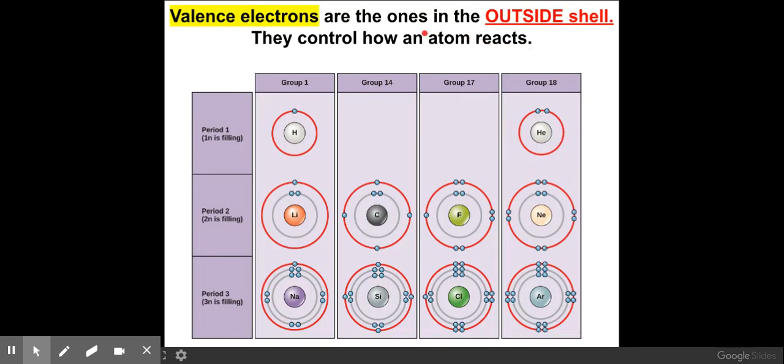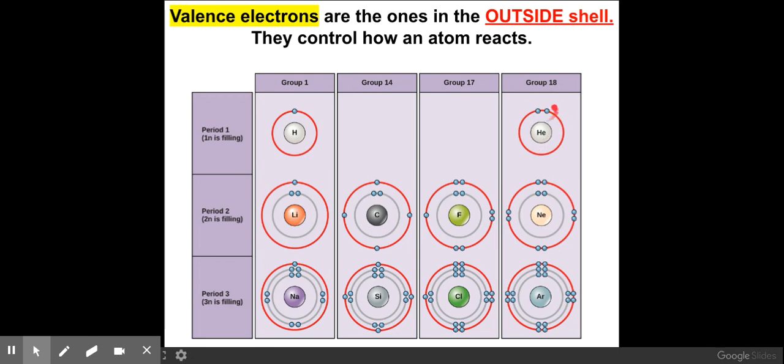The valence electrons in the outside shell, and those are highlighted here, control how an atom reacts. So hydrogen acts how it acts because it has 1 valence electron. Lithium acts how it acts because it also has 1 valence electron, 1 on the outside, which is the same as hydrogen. This is why these elements in this column in the periodic table all have 1 valence electron, so they all act the same.